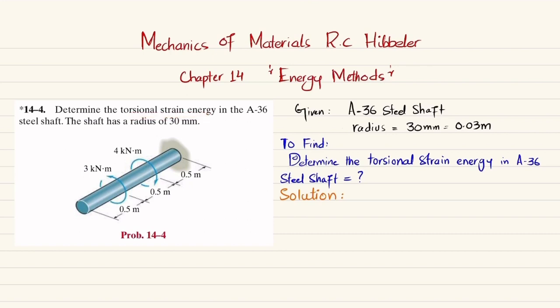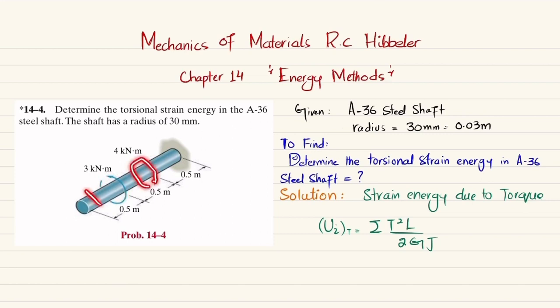So let's start with the solution. We know that strain energy due to torque, or torsion, can be represented as U_i equal to the sum of T square into L divided by 2 times G into J, where T is torque, L is length, G is modulus of rigidity, and J is polar moment of inertia. You can see that at various sections, the torque changes. In this section the torque will be different, in this section the torque will be different, and in this section the torque will be different. So we will take the sum of all this strain energy due to this torque. Now we will name these points: this is point A, this is point B, this is point C, and this is point D.